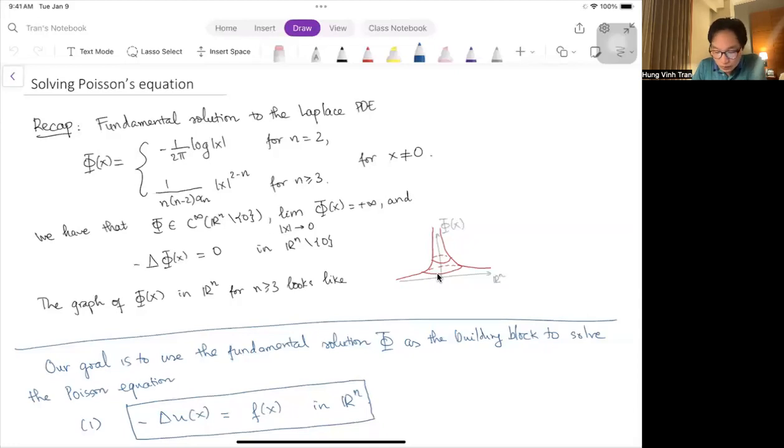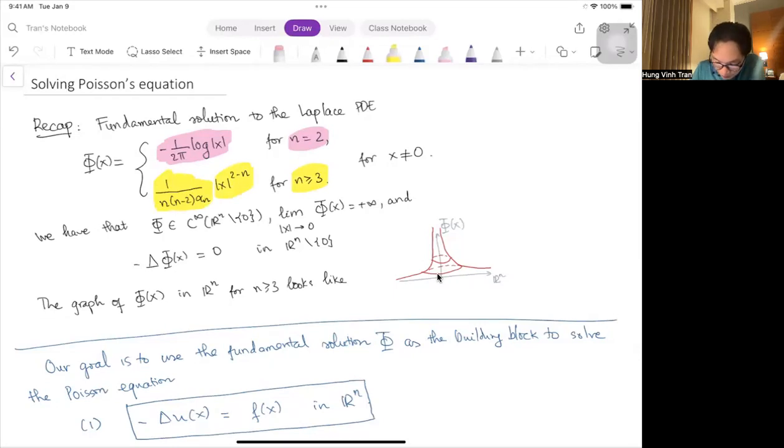What I wrote down here was that we already derived what is the fundamental solution. In 2D, we have that it is minus 1 over 2 pi natural log of the length of x. And then in 3D or higher, we have that the fundamental solution is a constant 1 over n times n minus 2 times alpha n times the length of x to the power 2 minus n. This function is defined everywhere except the origin.